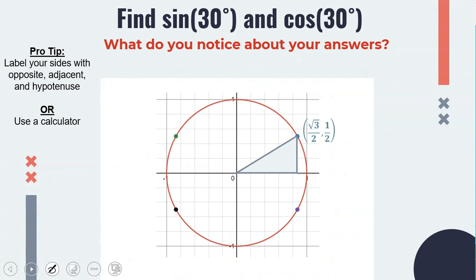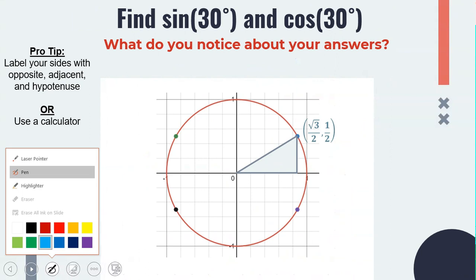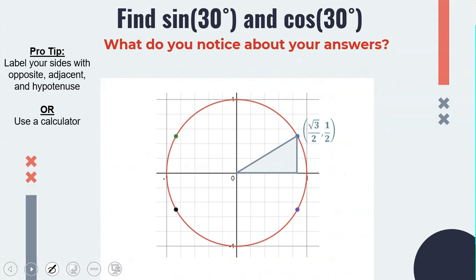Ooh, I forgot. Okay, so find sine of 30 and cosine of 30. What do you notice about your answers? Pro tip before we move on to the next triangle: label your sides opposite, adjacent, hypotenuse, or use a calculator. So if we're going to label again, this is our angle. This is opposite, hypotenuse, adjacent. Remember that our hypotenuse was equal to 1, opposite was 1/2, and our adjacent was radical 3 over 2.